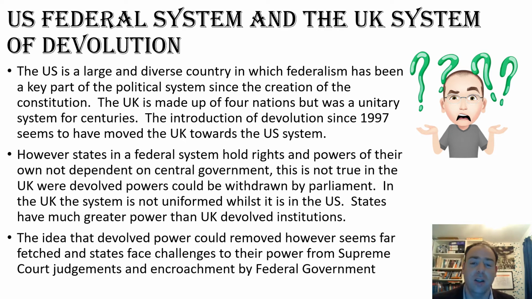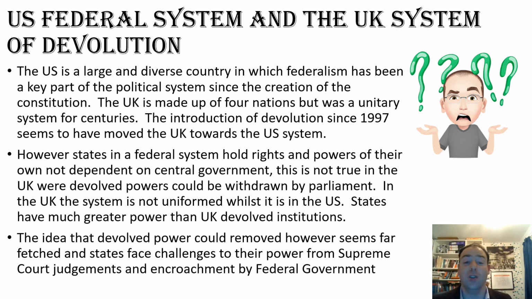Having said that, the federal system in the US means that the states hold their rights and their power independently. They are not dependent on central government for them. This is not true in the UK. There are devolved institutions such as the Scottish Parliament. It has powers, but it is given to it by Westminster and could be taken off it by Westminster.